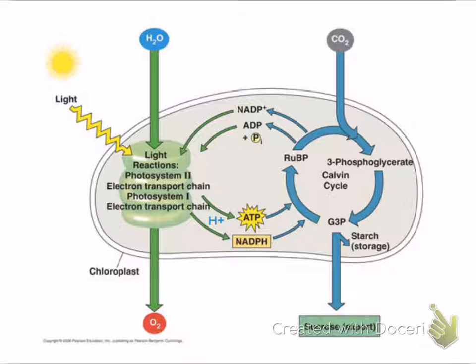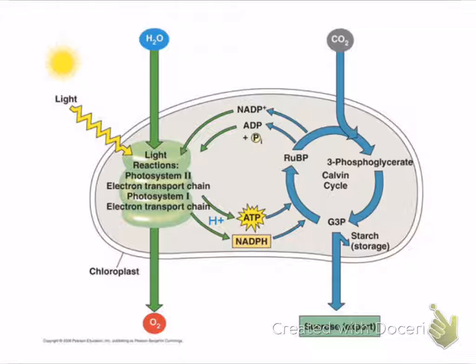In the last class, we talked about photosynthesis. If you remember, photosynthesis takes place in plants. This is a really helpful diagram that shows you the two steps of photosynthesis. You can see illustrated on the left side is the light reaction.